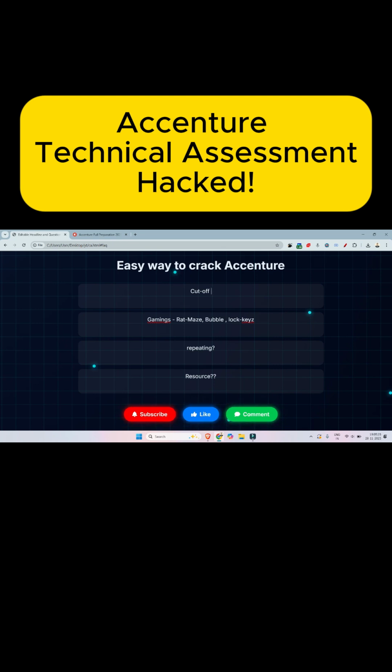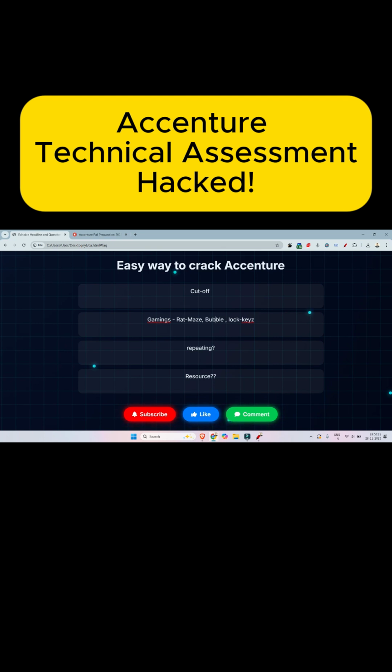So if you perform well in the gaming round as well, it will be much easier to go to the next round. Now there will be a total of three types of gaming sections. One is called Rat Maze, one is called Bubble Sort, and one is called Lock and Keys. In Bubble Sort, there will be some bubbles present on the screen. You just have to sort them in ascending order.